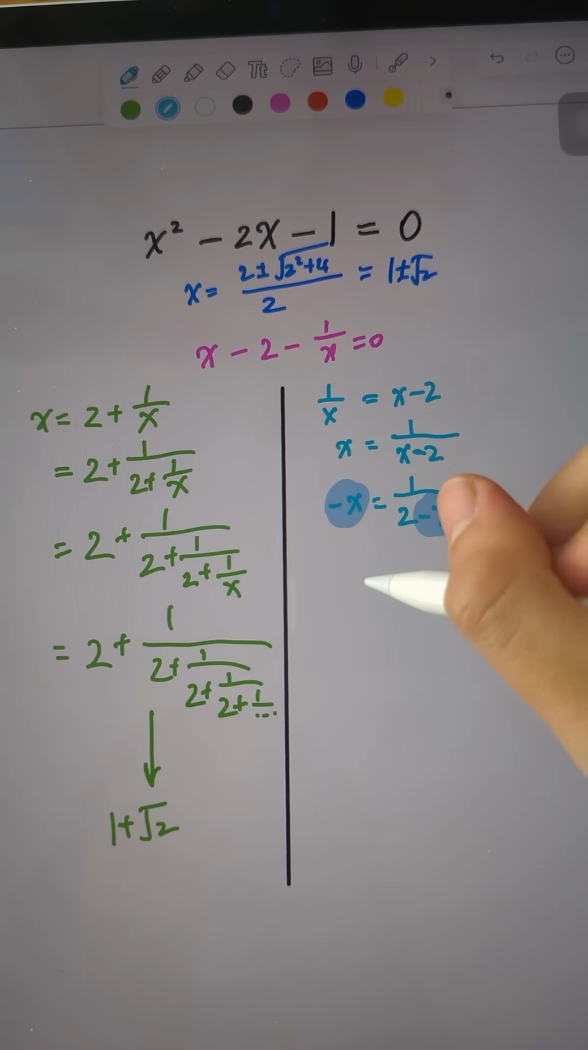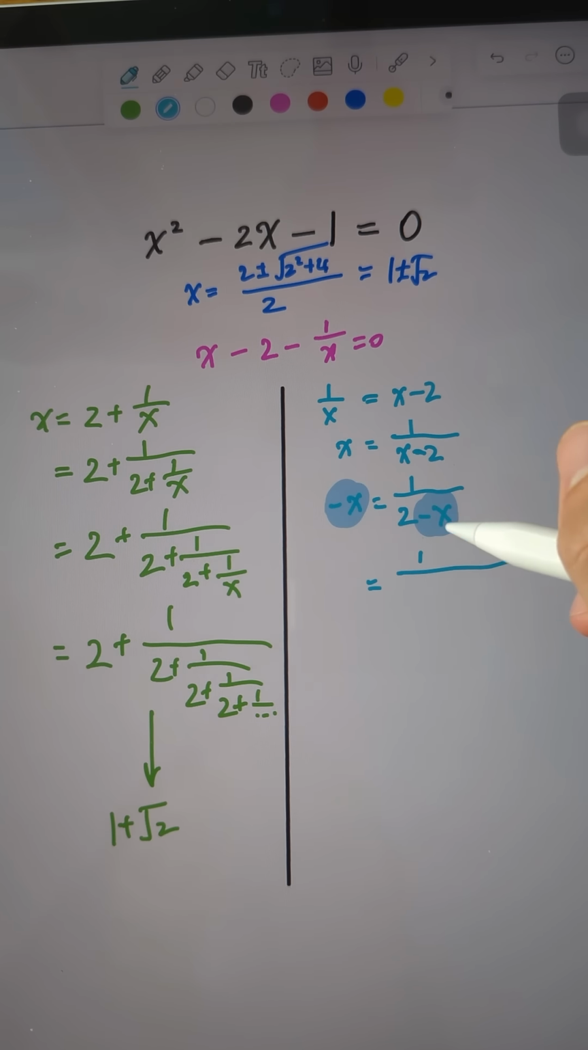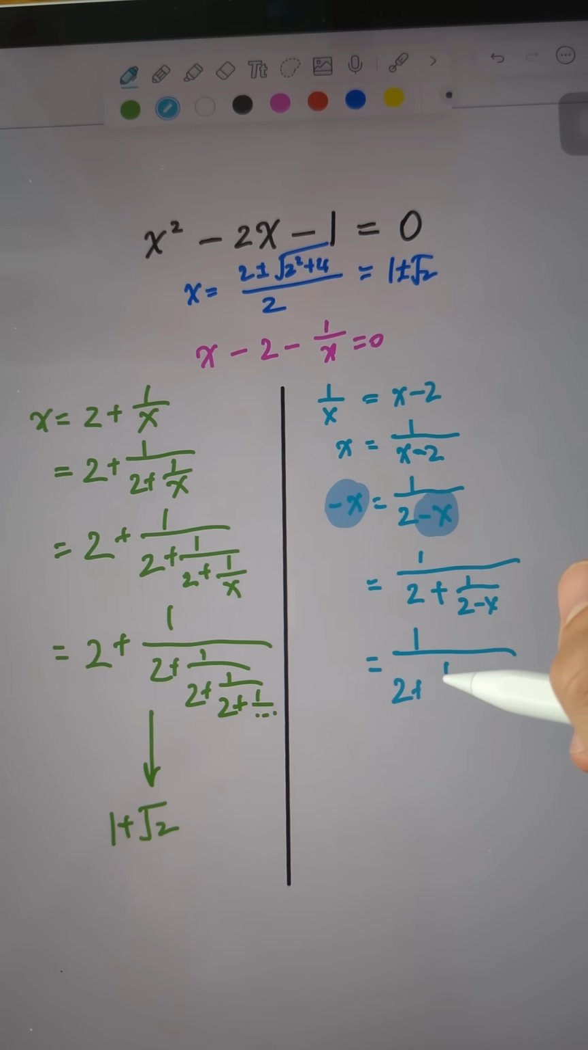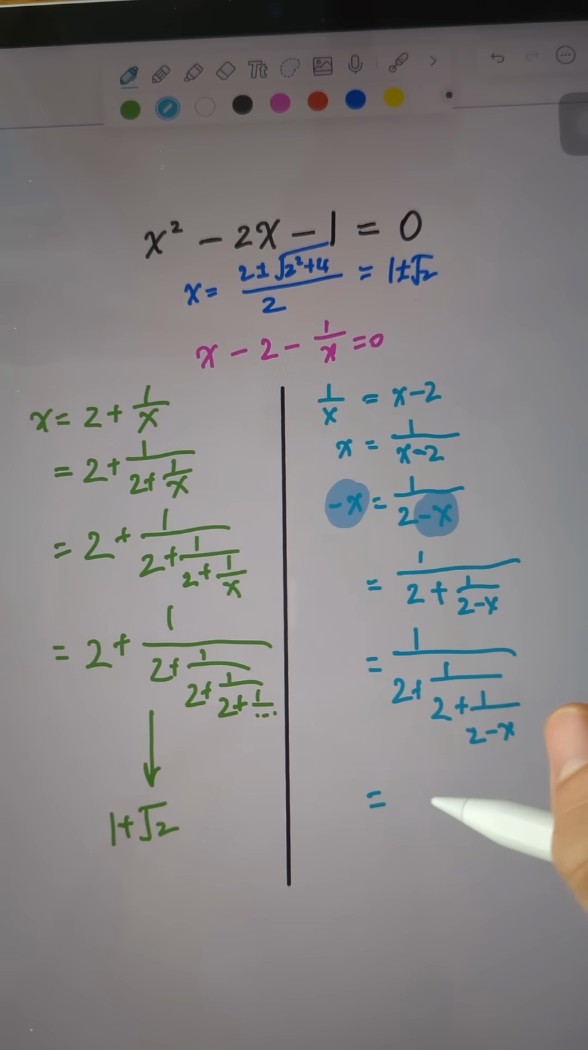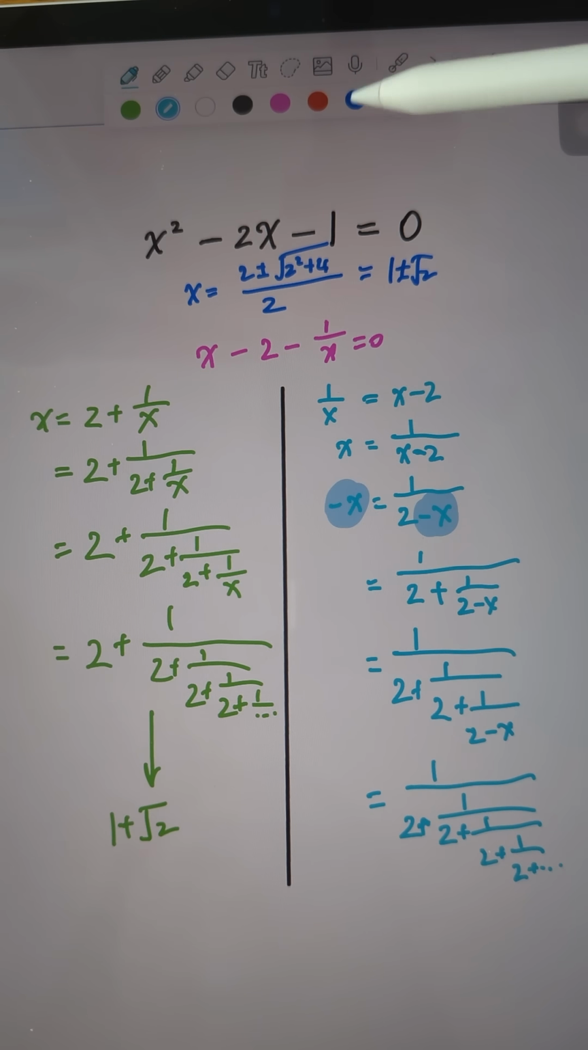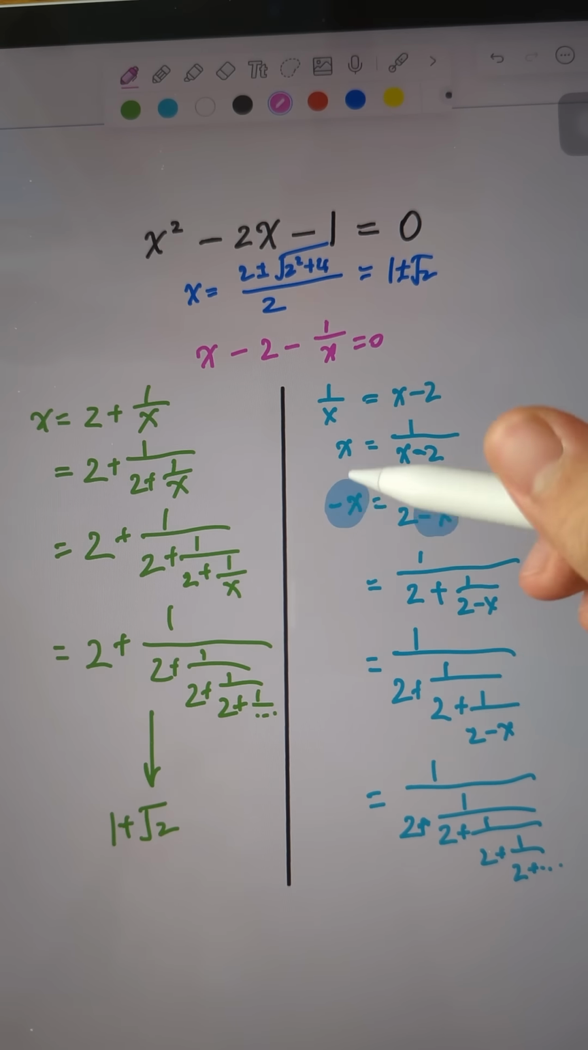Let's continue this trick. Substitute negative x by this 1 over 2 minus x. We get 1 over 2 plus 1 over 2 minus x, which equals 1 over 2 plus 1 over 2 plus 1 over 2 minus x substituted. And keep going. We get 1 over 2 plus 1 over 2 plus 1 over 2 plus 1 over 2 plus dot, dot, dot. This is the continued fraction expression for negative x, but we want x, right? So we just put a negative sign here.